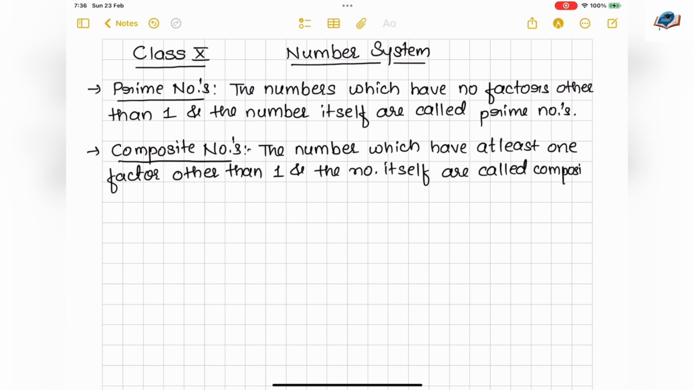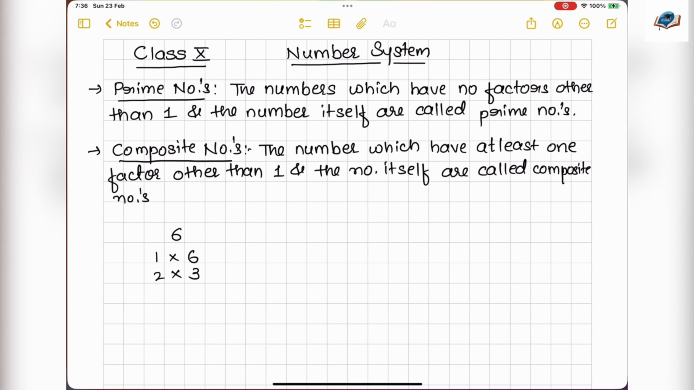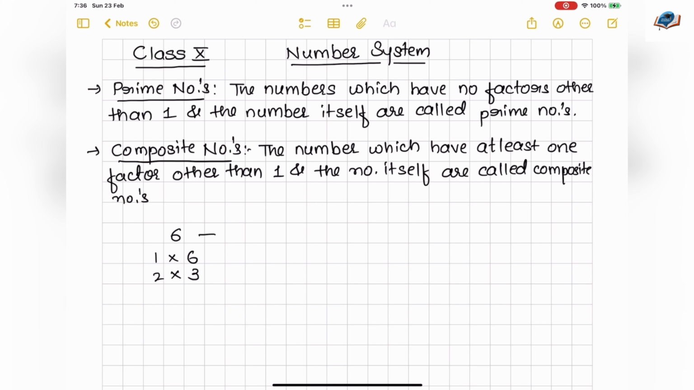So this means to say, if suppose I have taken 6, the factors of 6 are 1 and 6, 2 and 3. So at least one more factor other than the number itself and 1 it should have. So 6 is a composite number, and if I take 5 as an example, 1 into 5, it has only two factors. So 5 is a prime number.